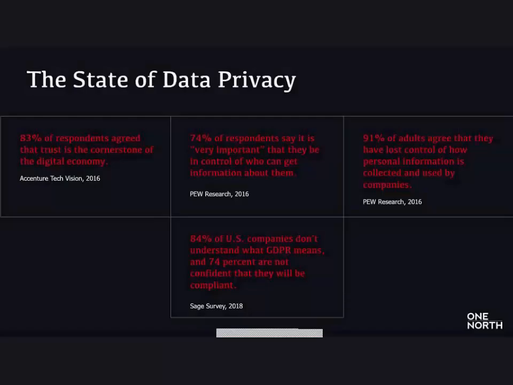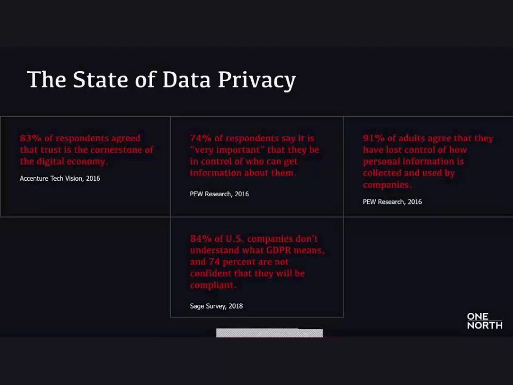So I think there's a narrative story here, and we have some stats from some great studies about the state of data privacy in the US. It starts with Accenture's Tech Vision, where they were asking people about how important trust was to the digital economy. And not terribly surprisingly, 8 out of 10 said that it was very important. And then Pew Research did a study on data privacy where they found out that 3/4 of US people thought it was very important that they be in control of who can get information about them. So large majority. And that 9 out of 10 feel they have lost that control.